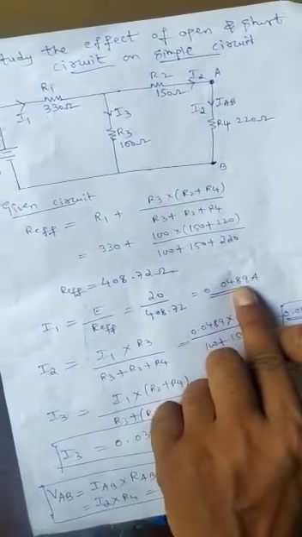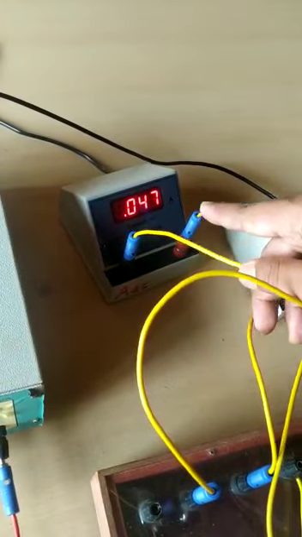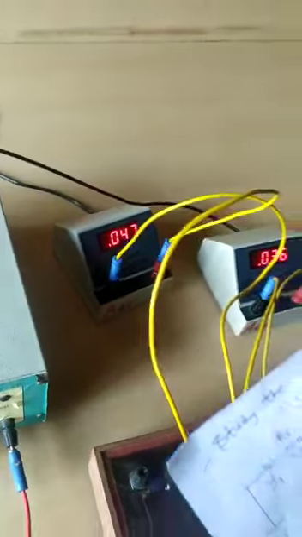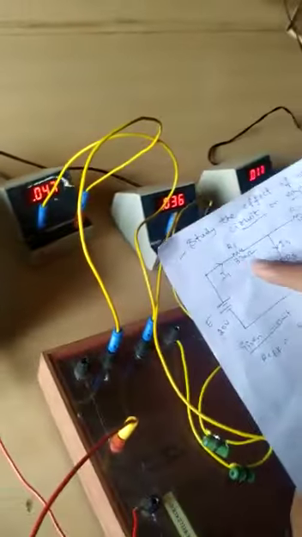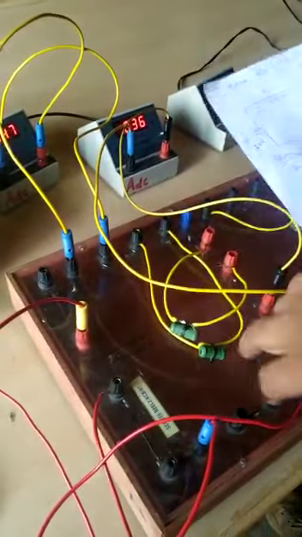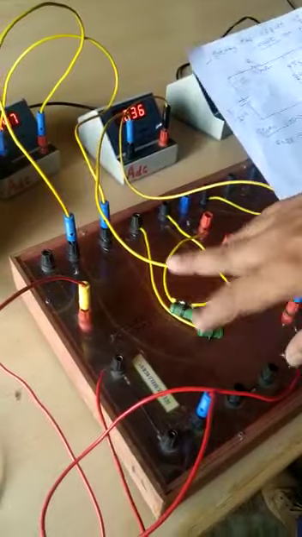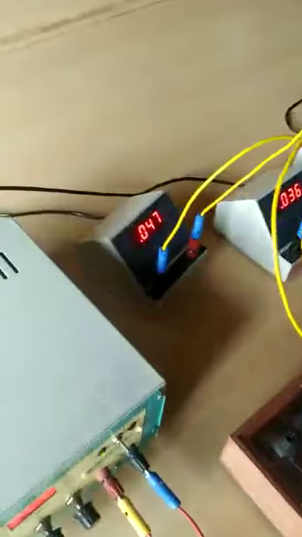So we have calculated I1 as 0.0489. Practically we are getting 0.047. Almost, theoretical and practical values are equal, but the difference is due to tolerance in the resistance. We did the calculation for 330 ohm, but we measured this 330 ohm resistor as having 337 ohms. Due to that tolerance, there is a slight difference in the theoretical and practical values. I1 we got like this.